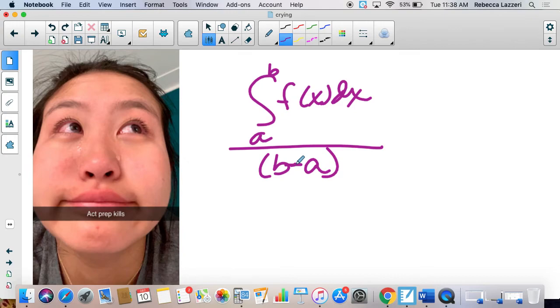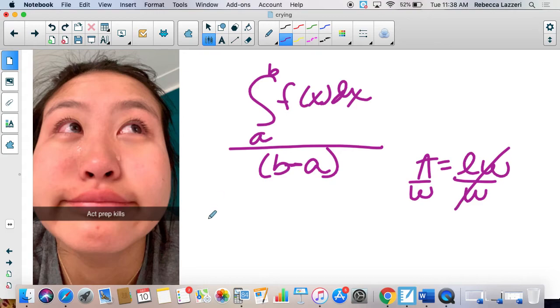Stay with me. If I find area, let's just talk quite literally about area. If I find area, area is length times width of a rectangle. What if I divide by the width? You get the length. So y'all see what's happening? You're dividing it by that width, b minus a.